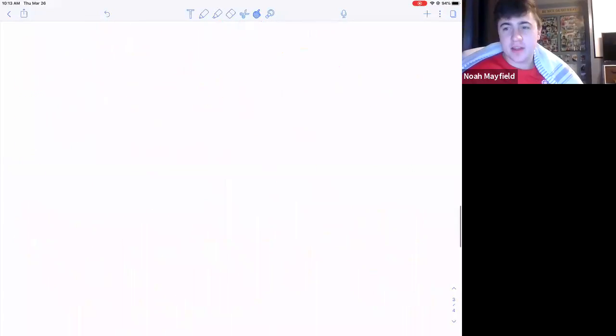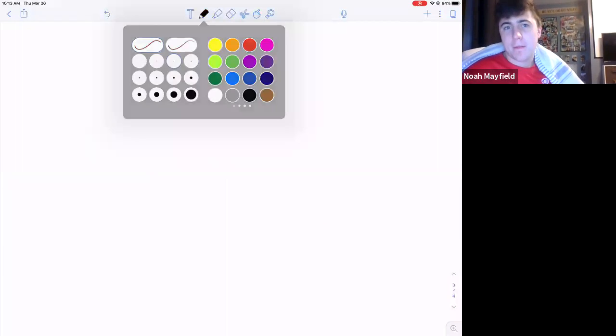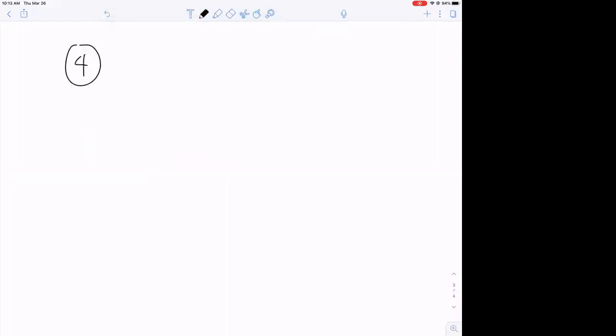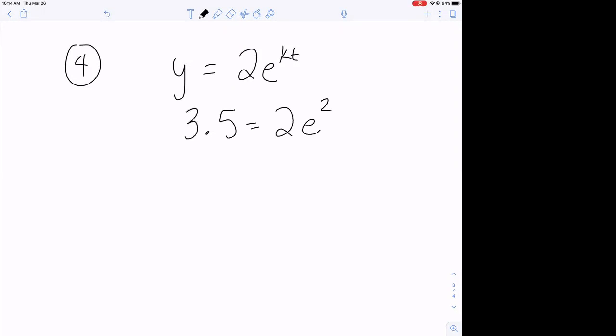Could you just set it up at least? I'll do a quick setup of that one then, just for people. So basically what I did to start was I said, if it's 2 pounds at birth, that's the C. And then it says 2 months later, it's 3.5 pounds. So that's where I put 3.5 here, and I put 2 months later in for t.